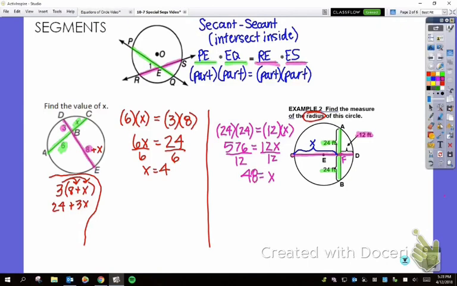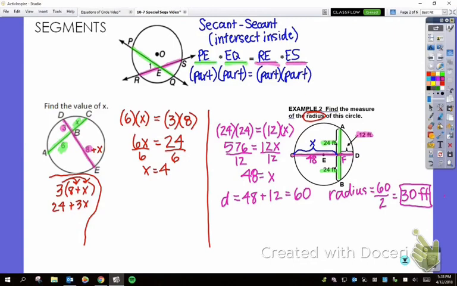But that's not my final answer. That's just what this piece is. So if X equals 48, then the diameter would be 48 plus that other piece, which was 12, which gives us 60. So then to find the radius, we would say 60 divided by 2, which gives you 30 feet would be your radius. So that's the first equation that we're looking at.